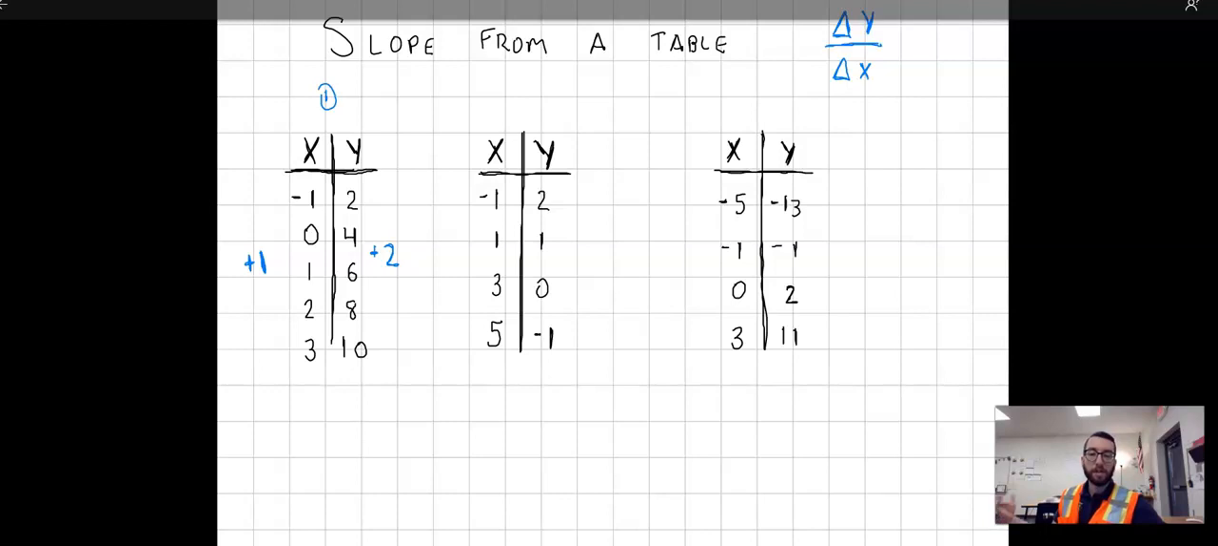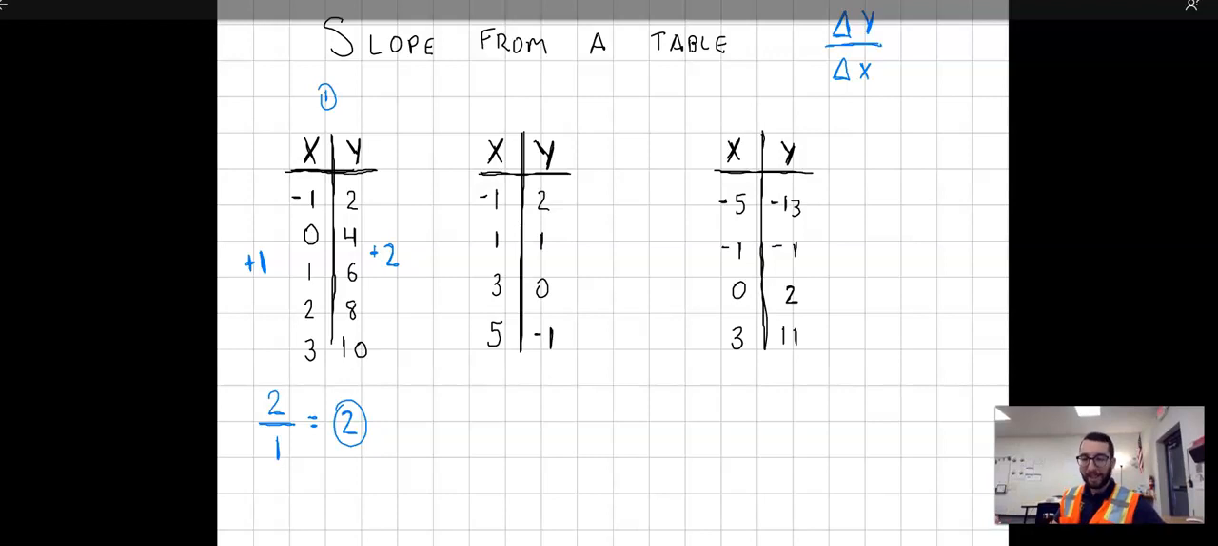So remember, it's your change in y over change in x. My y is changing by 2 every single time, and my x is changing by 1 every single time. And simplify your fractions as always. 2 over 1, 2 divided by 1 is just 2. So the slope of this table is 2.